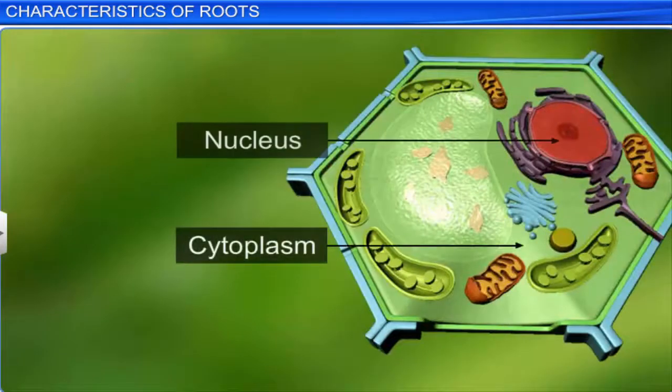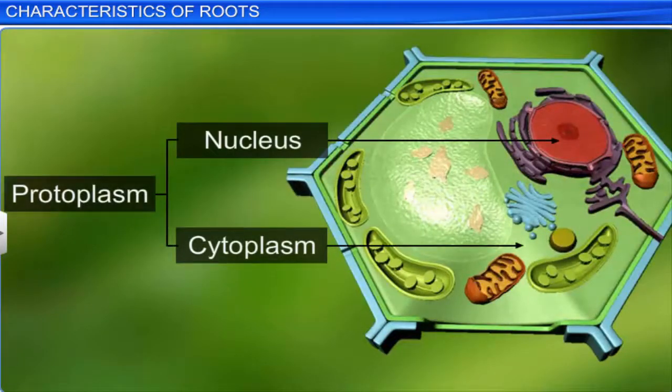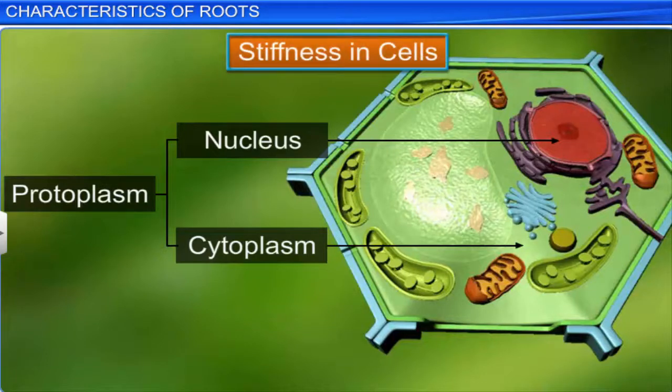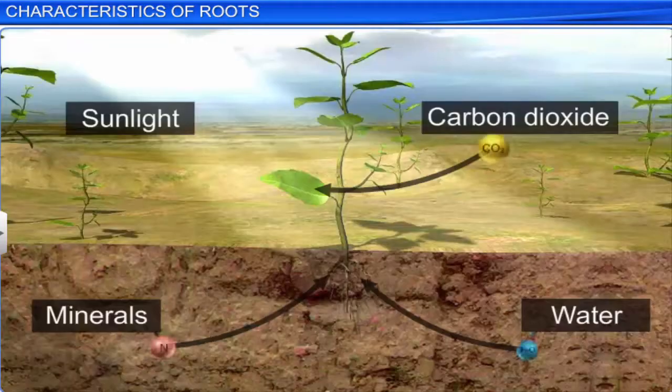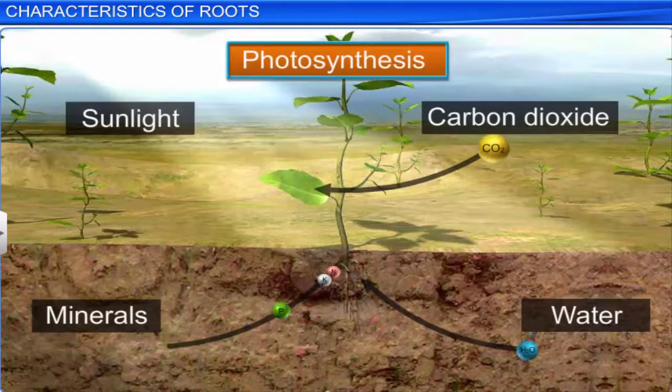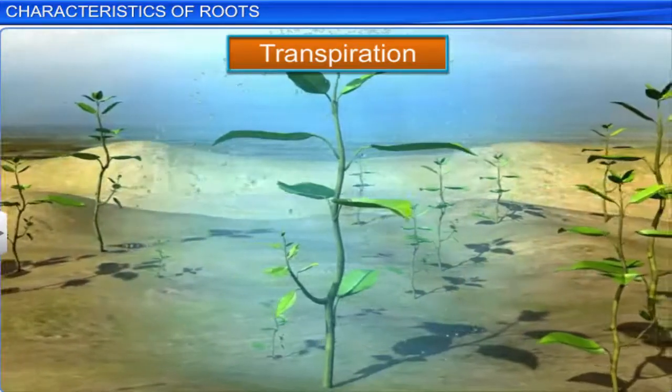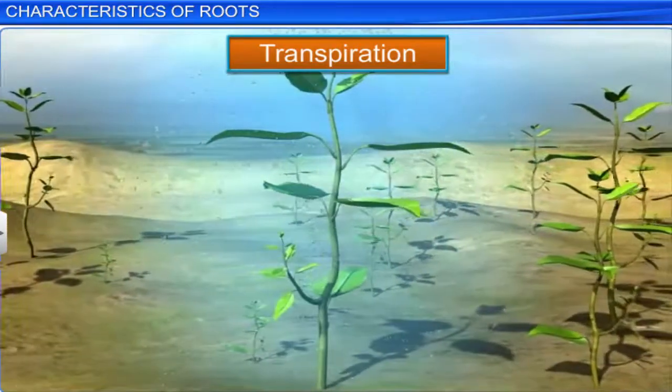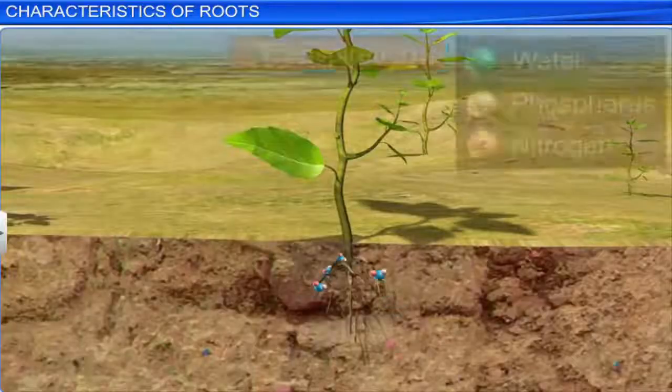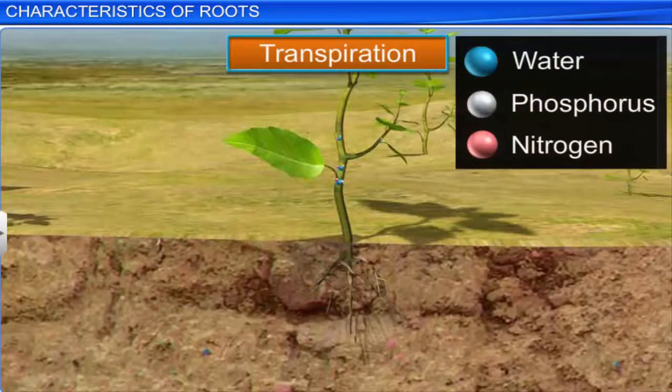Water is an important constituent of cell protoplasm in plants. It provides mechanical strength as the turgor pressure gives stiffness to the plant's cells. Water is also required during photosynthesis to prepare food, in transpiration to cool the plant, and in the transportation of minerals and nutrients.